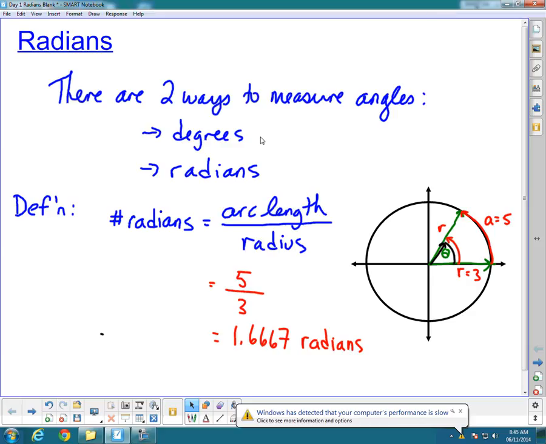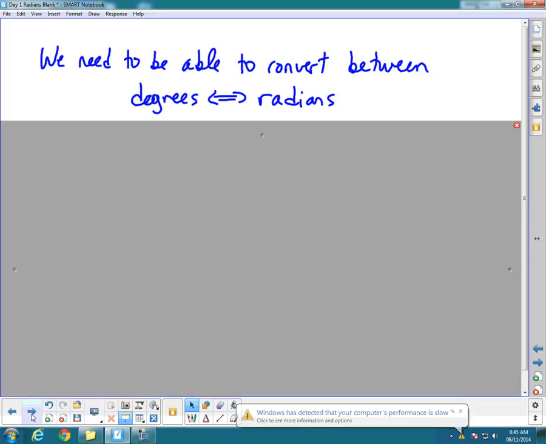Now, right there, the textbook asks you to answer a whole bunch of questions just with this, but that's not really how we use it most often. We use it more often when we talk about full circles and degrees versus radius. So we're going to next be able to talk about converting from degrees into radians.